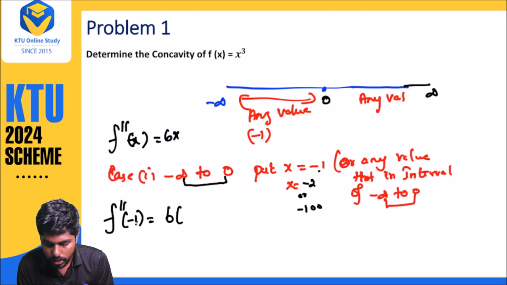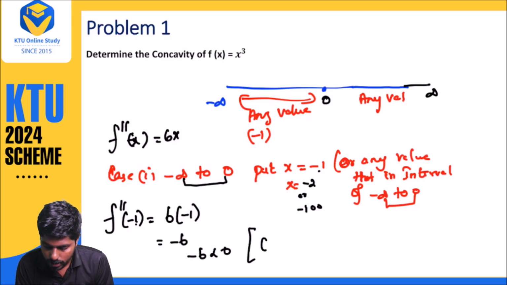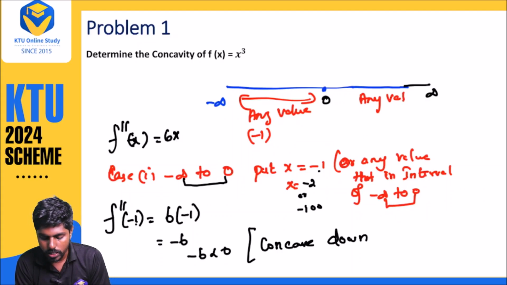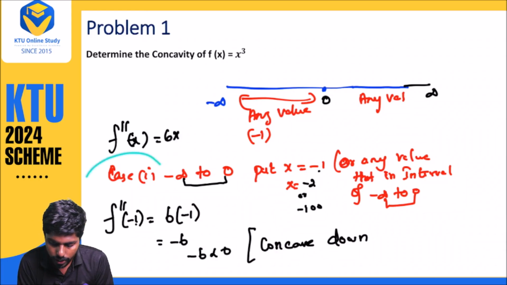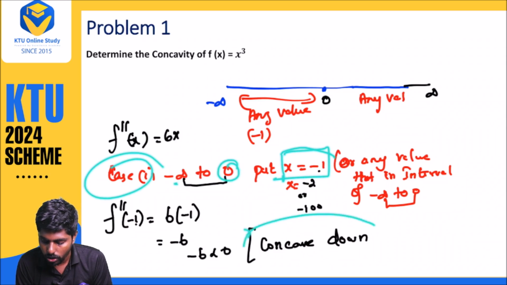In place of x, I am putting minus 1 in 6x. So 6 into minus 1 will be minus 6. Minus 6 is less than 0. So when it is less than 0, we can say it is concave down. So in first case, from minus infinity to 0, I am putting x is equal to minus 1 and I am getting concave down.